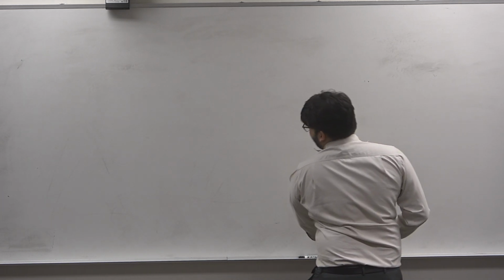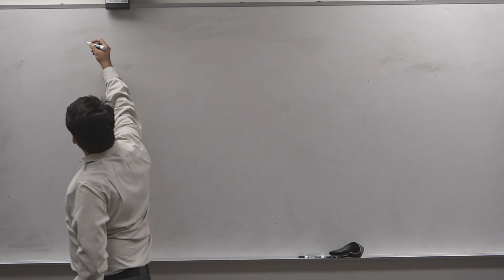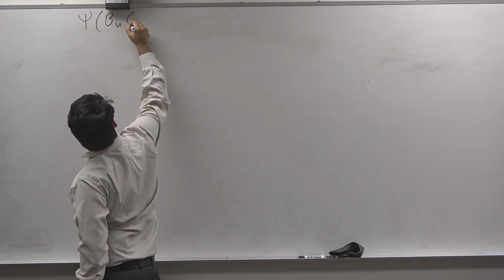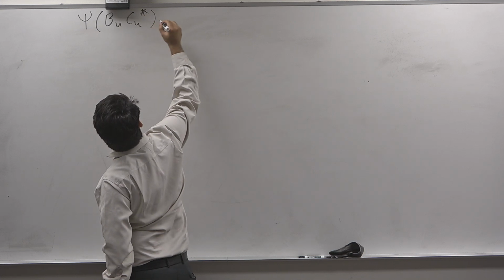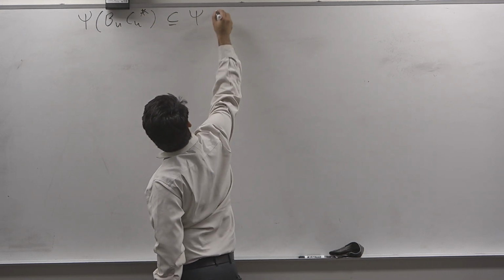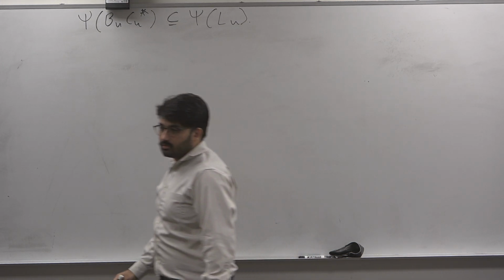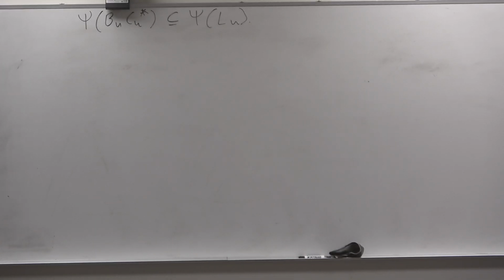What about the reverse direction? We want to prove now that the frequency of BU, CU star for those specific B's and C's is a subset of the frequency of LU. How should we do so? It's going to be, again, a kind of a simple induction, actually.